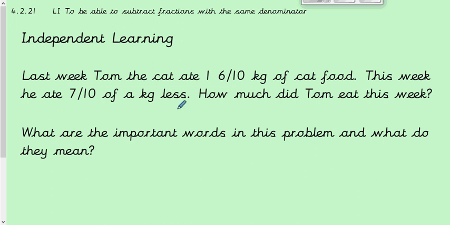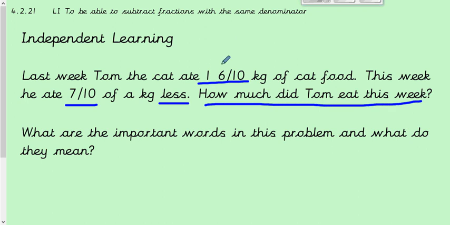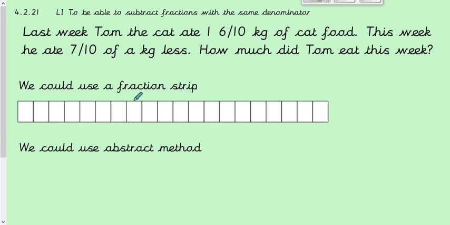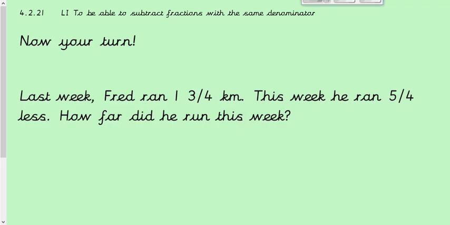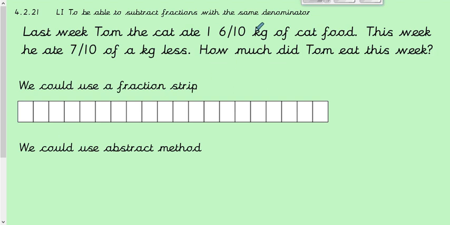So by looking at this question, the important words are going to be straight away the numbers. So 1 6/10 and 7/10 less, how much Tom ate last week. So those are kind of our key parts of the question. So we know that he ate this much in the first week, and then this week he ate this much less. So what we need to do is take this away from that. So we could use a fraction strip and we could also use the abstract method to work it out. Sorry, I was just checking what was in the other slide. So basically we're doing 1 6/10 take away 7/10.